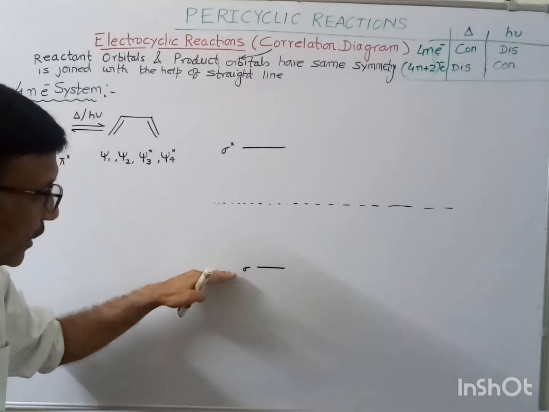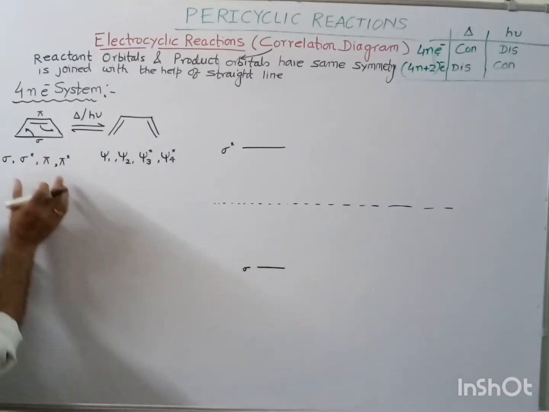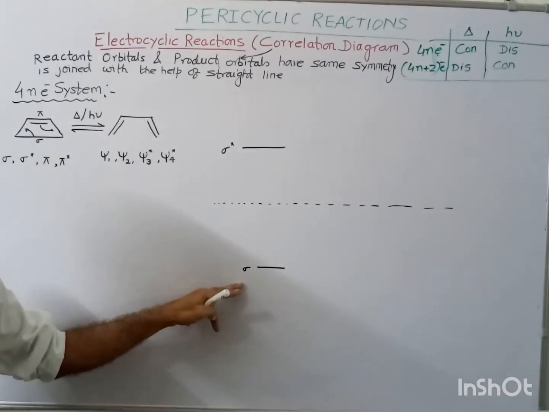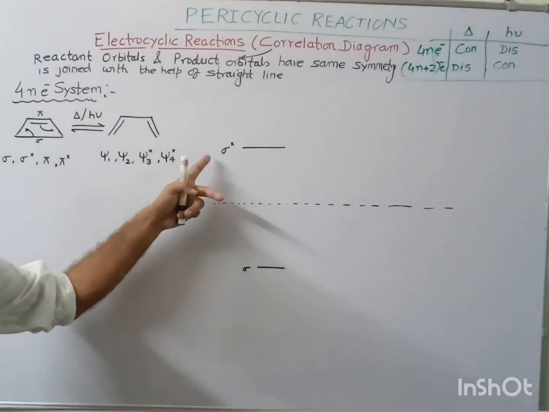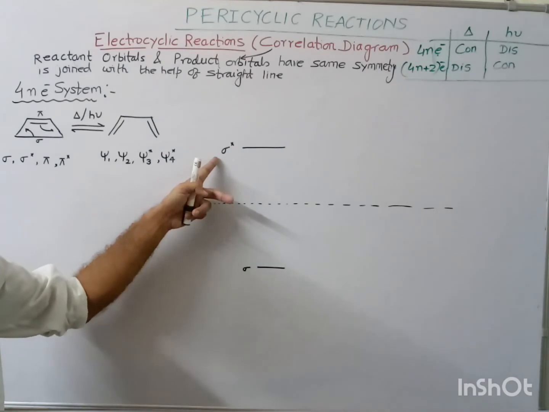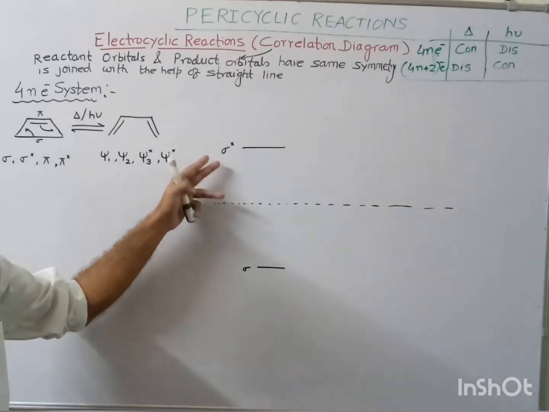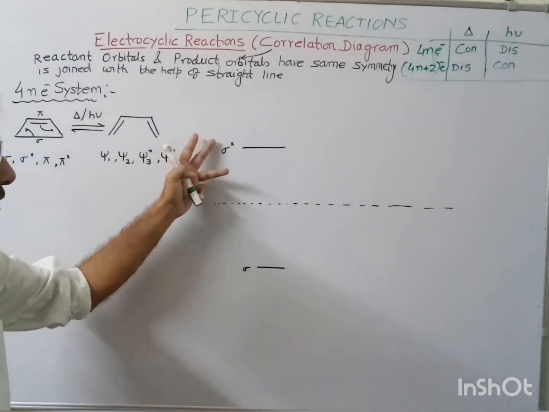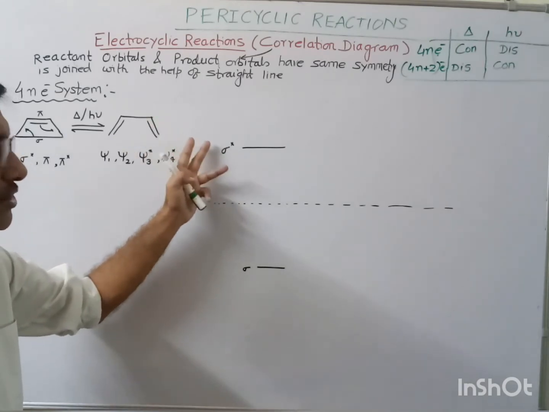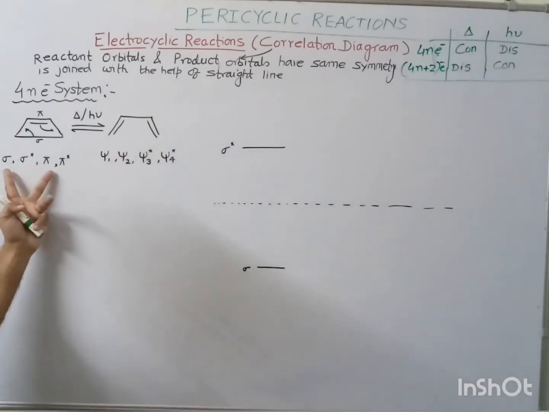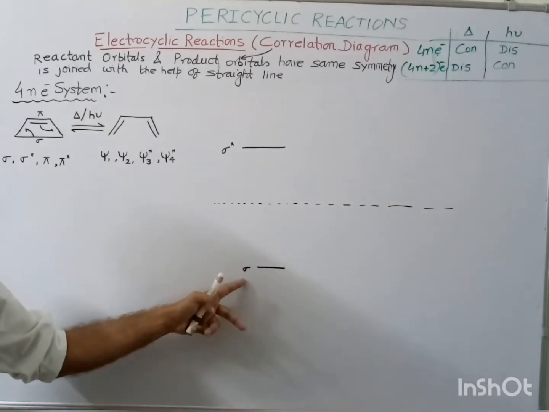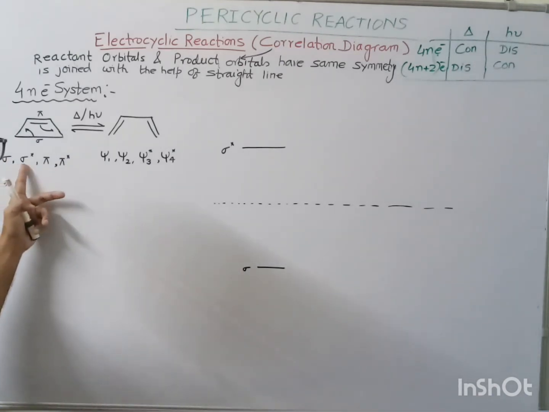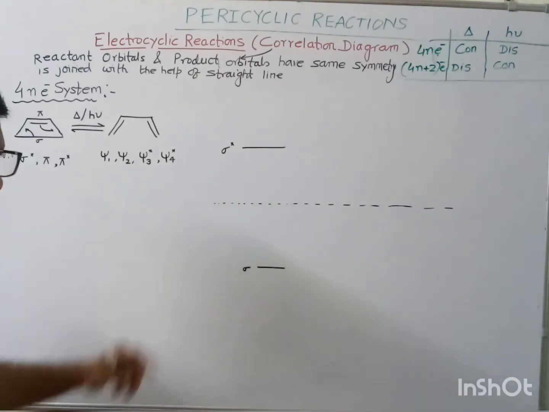So out of these 4 molecular orbitals, sigma will be the lowest energy molecular orbital, the most stable one. Sigma star is the weakest one, so it is the highest energy molecular orbital, the least stable molecular orbital out of these 4.